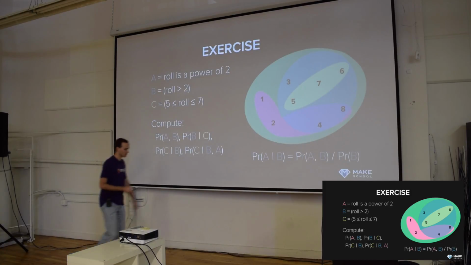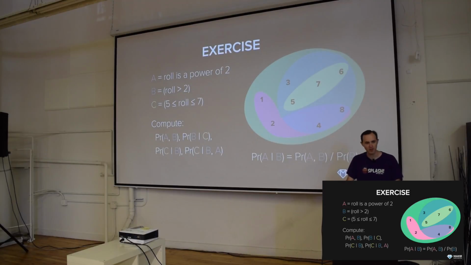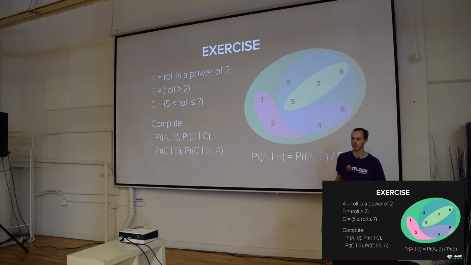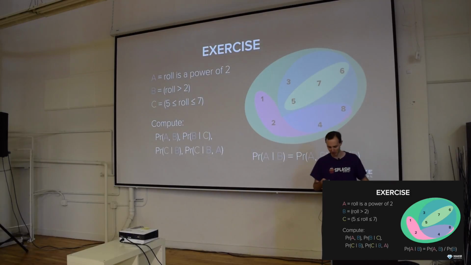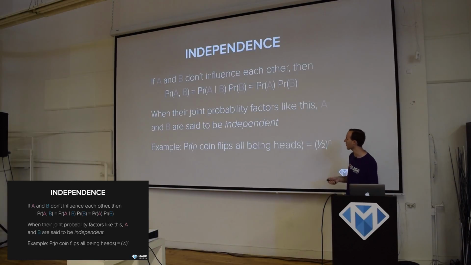Okay, so we're almost done with the basic probability stuff. I just want to go over one more notion, and then we'll do a little example with some code that will give us a chance to do a little more interesting probability computation. So the last concept I want to introduce here is the notion of independence.